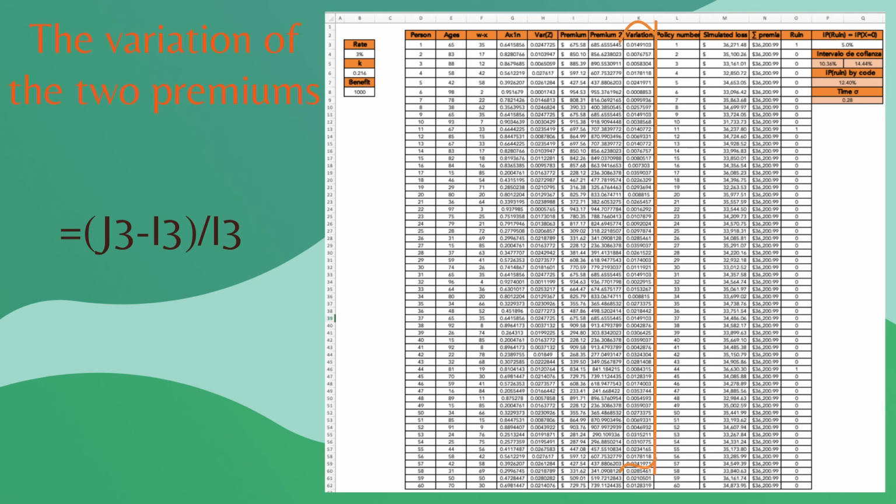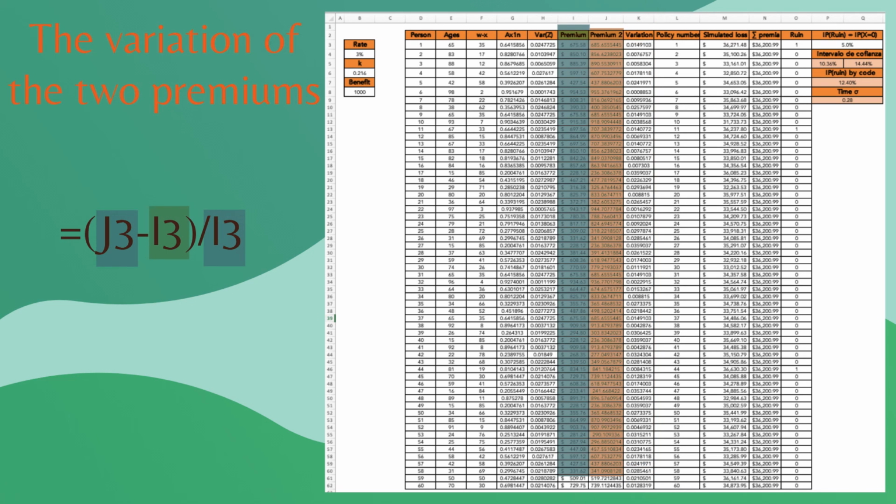Finally, we calculate the variation of the two premiums by subtracting premium 2 from premium and then dividing it all by premium.